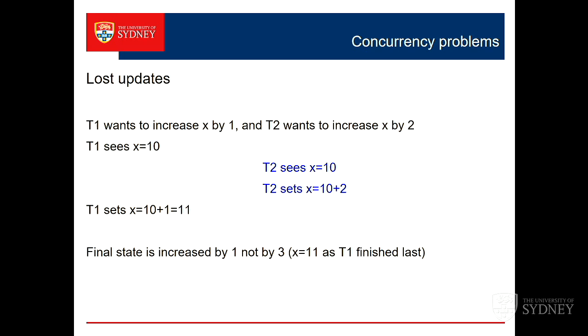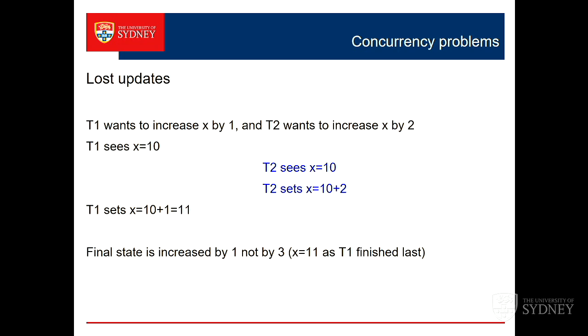But in between seeing the value as 10 and updating it, T2 comes along and also looks at X and says, oh, it's 10. I want to add 2 to it. Okay, fine, I do that and I store it away. So now T2 has made it 12. That's good. And then T1 comes along and finishes its operation and sets X to 11.